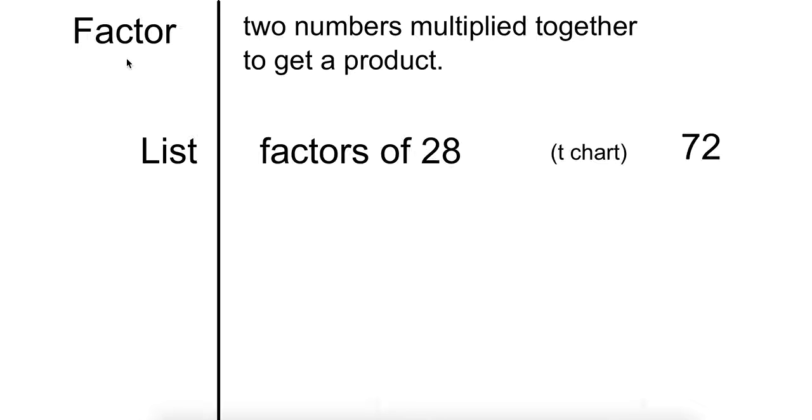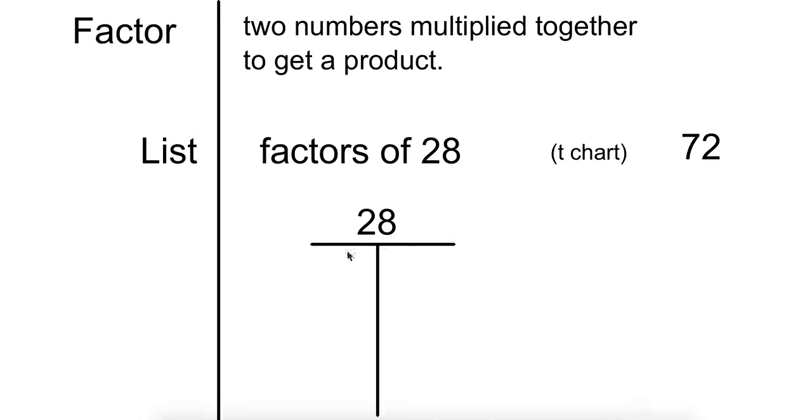Write your line down and let's write the word factor. Again, two numbers multiplied together to get a product. Like the factors of 14 are 2 and 7, and 1 and 14. So let's make a list of factors. You can either list it out, 1 and 28, 2 and 14, 3 and 3 goes in. Otherwise, we've been working on our T-charts.